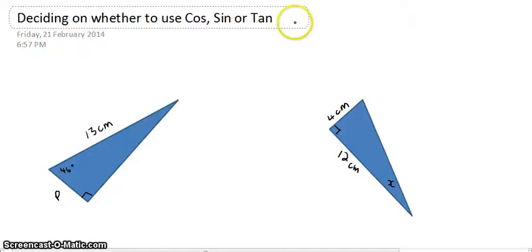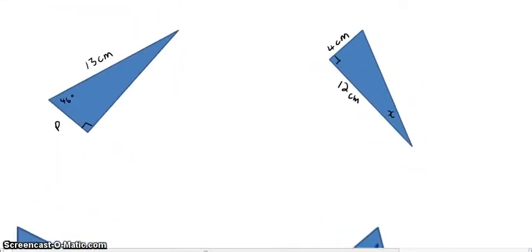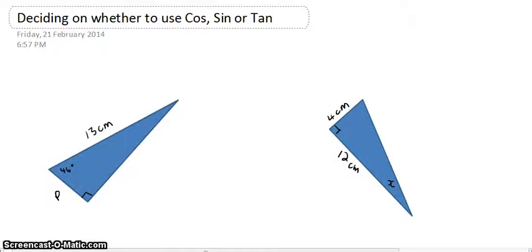Okay, in this video we're going to be looking at how we can choose between using the cosine, sine or tan rule to solve each of these questions. Questions aren't asking you to basically use one of these. All it is giving you is 3 bits of information from which you need to decide which particular ratio you're going to be using.